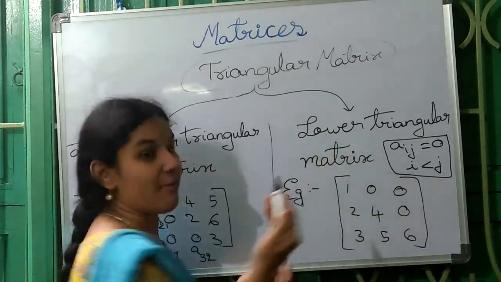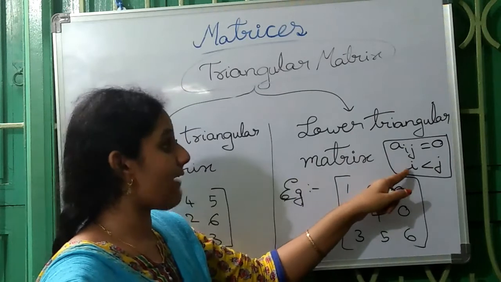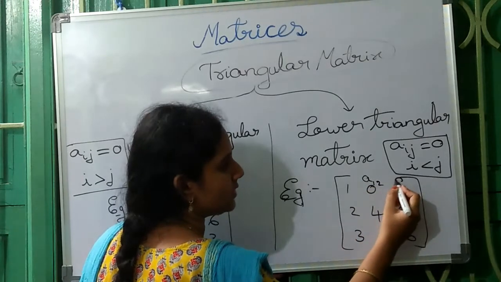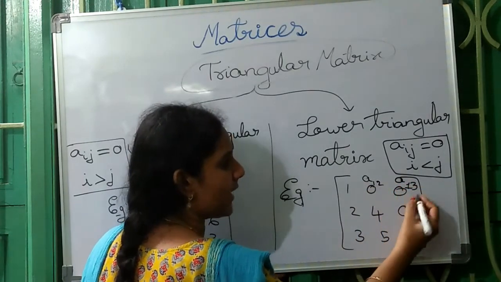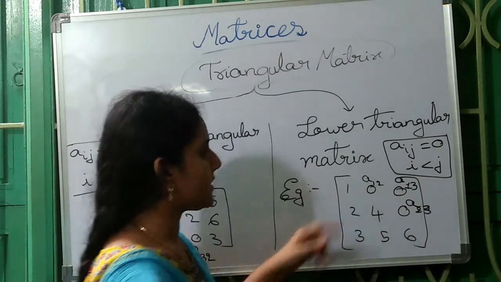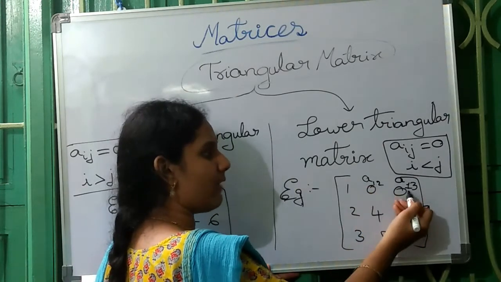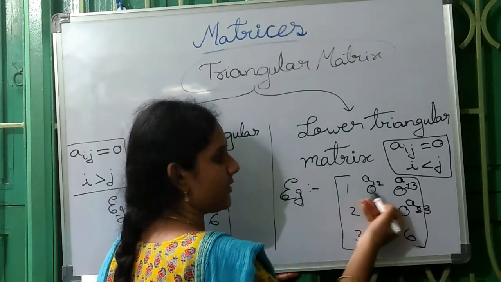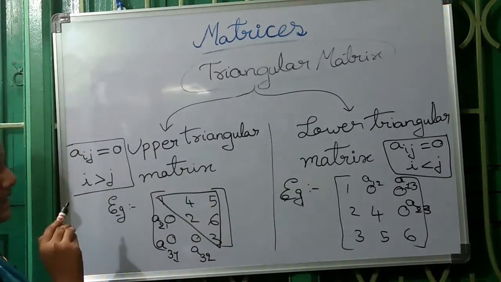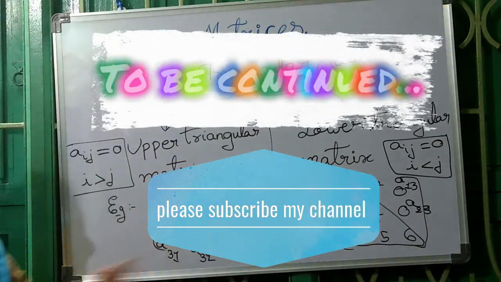If a matrix is a lower triangular matrix, then a_ij is equal to 0 if i is less than j. This element is a_12, this is a_13 and this is a_23. Here if we see the i values are lesser than that of j. 1 is less than 2, 1 is less than 3 and 2 is less than 3. These elements became 0. This is an upper triangular matrix like this and this is a lower triangular matrix. Consider these examples.